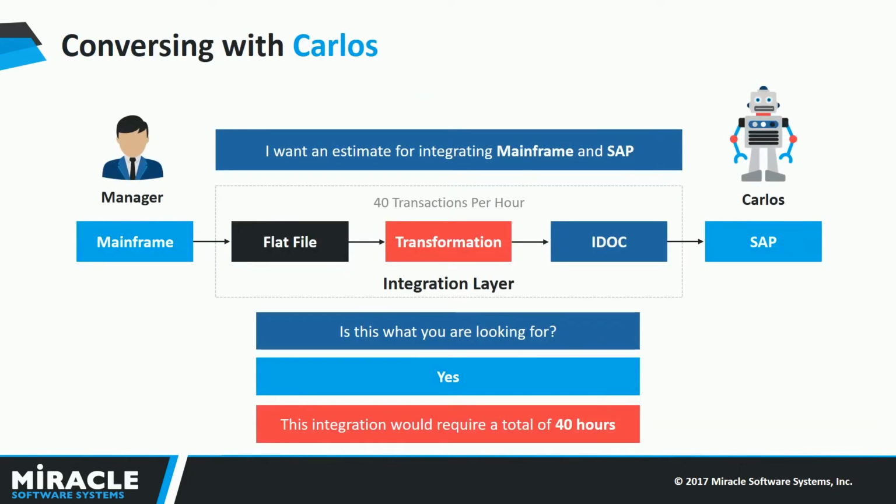When the user says, "I want an estimate for integrating mainframe and SAP," Carlos represents the provided information in a flow diagram and confirms whether it could interpret the user's intention accurately. Upon confirming, it processes the information and provides an estimate of how much time in hours it would require to implement such a task. Having spoken about what Carlos can do, let me go ahead and explain how Carlos is able to do this and what architecture it follows.